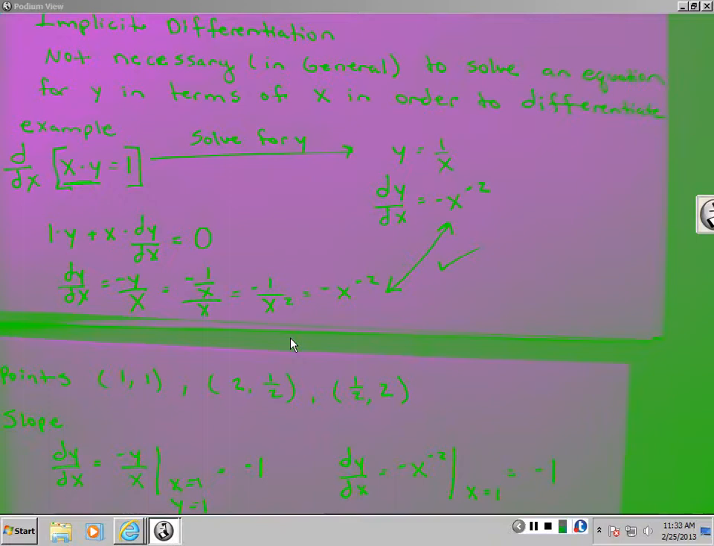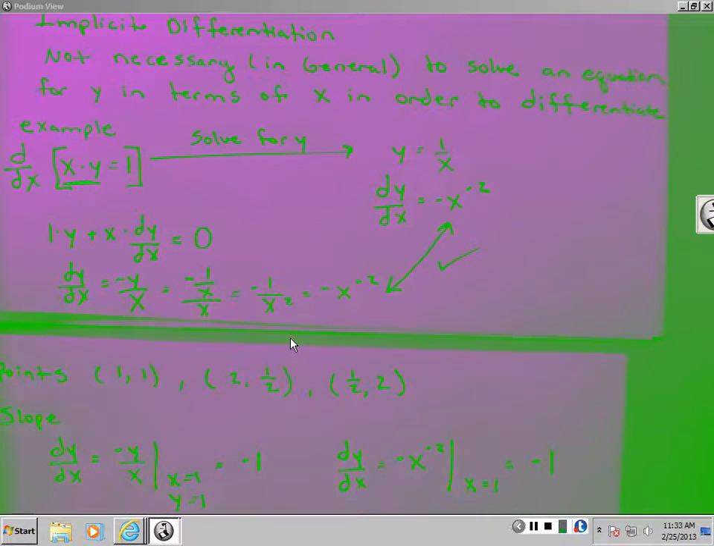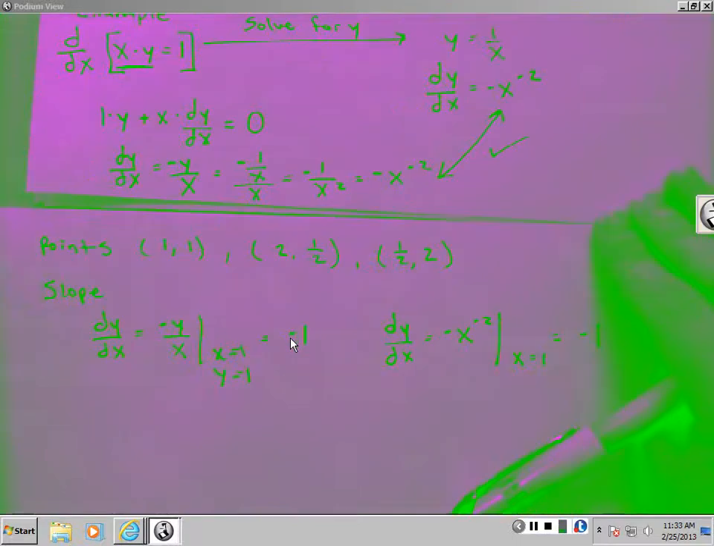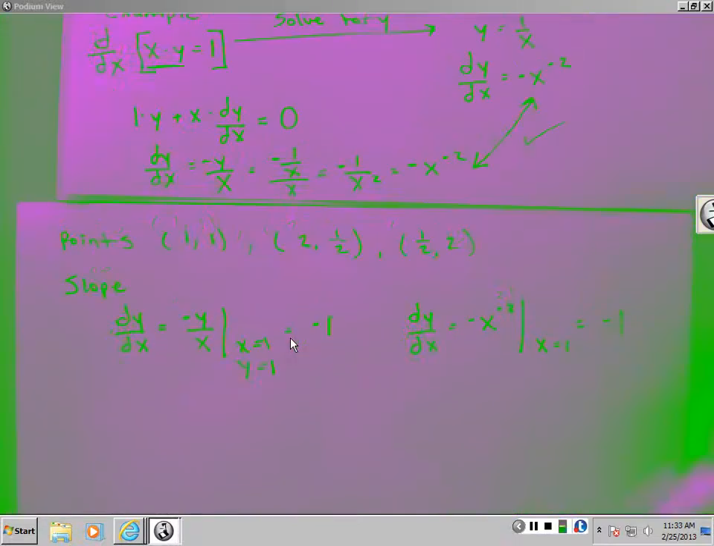Anytime you can limit your variables, that's going to make your life a little easier. I only had to plug in 1 variable instead of 2. However, you're not going to be able to do that in many cases. So implicit differentiation is powerful, the fact that if you know your x value and your y value, then you can find the slope at any point by doing implicit differentiation. So let's look at another example where that comes up.